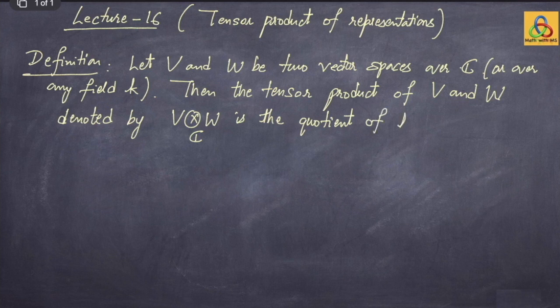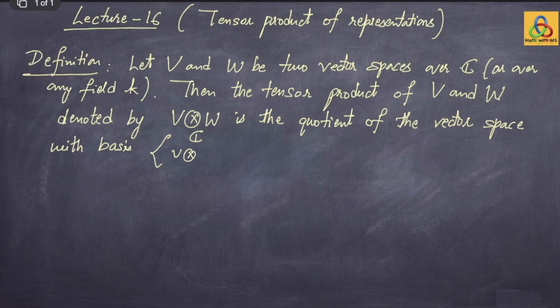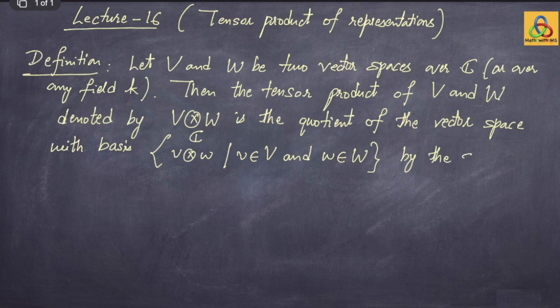is a vector space and it is defined as a quotient of the vector space whose basis is these symbols v tensor w, where v is a vector in V and w is a vector in capital W. And then you go modulo the subspace spanned by the following vectors.